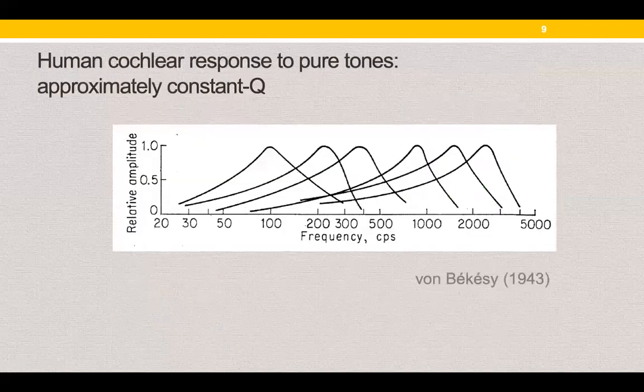Okay, a bit more detail. Around 1943, this Hungarian scientist, von Békésy, was able to do experiments to actually measure human cochlear responses to pure tones. He basically had some cadaver, some human specimen, and he opened up the cochlea to measure the mechanical response at different places. Here we have 6 different curves, each representing 1 place along the cochlea. He measured the frequency response of these different places.